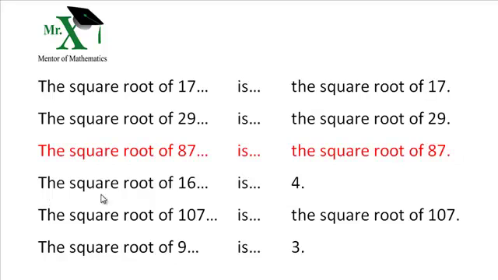Of course, the square root of 16 is 4. The number we multiply by itself to get 16 is 4. The number we multiply by itself to give 107 is the square root of 107. And then, of course, the square root of 9 is 3. The number we multiply times itself to give us 9 is the square root of 9, which happens to be 3.